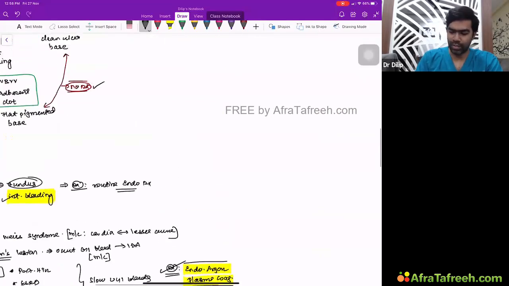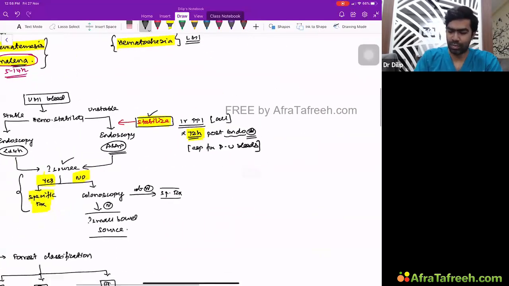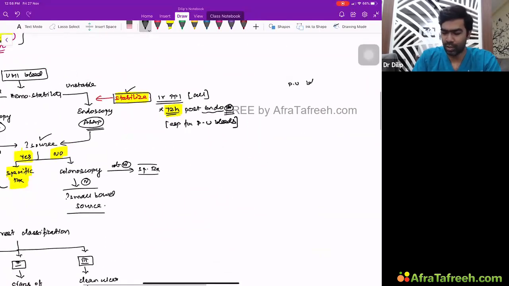And there is one scoring system which I want to really tell for peptic ulcer bleeds. For peptic ulcer bleeds, you have a scoring system. I think everyone will be knowing that. So that is called the Rockall score. It's a very common question that's asked in exam.